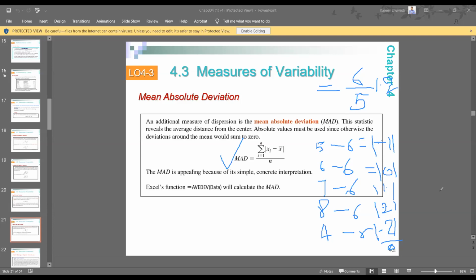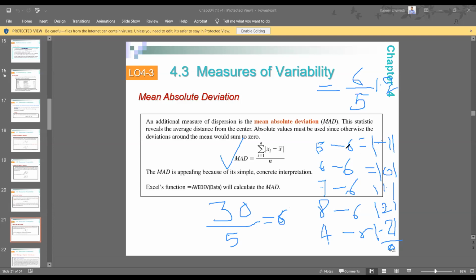Can you show how you get 6? Okay, Bira. So 5 plus 6 is 11, plus 7 is 18, plus 8 is 26, plus 4 is 30. 30 is the sum of all. We would like to take the mean. How many values are there? 1, 2, 3, 4, 5. So what is the mean of this? The mean of this is 6.